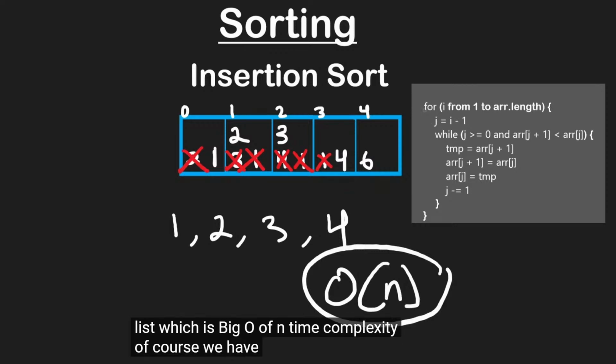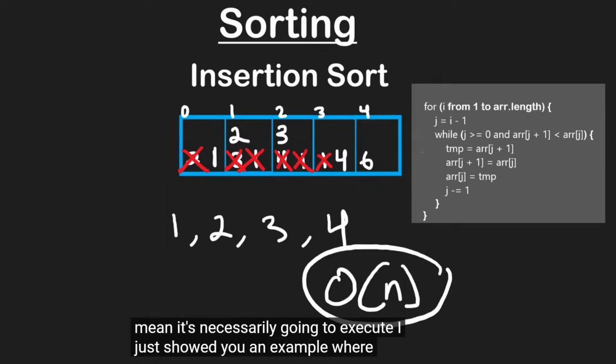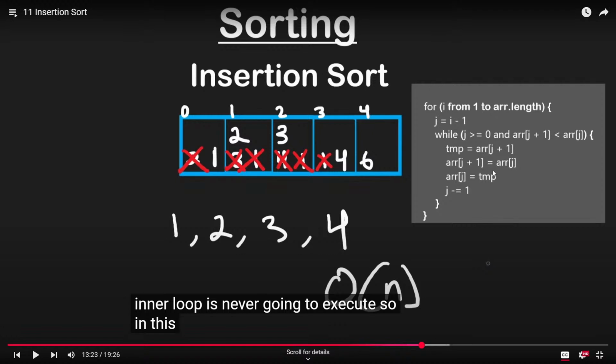Of course, we have nested loops here, but just because we have a loop here doesn't mean it's necessarily going to execute. I just showed you an example where this inner loop is never going to execute. So the best possible scenario is big O of n.